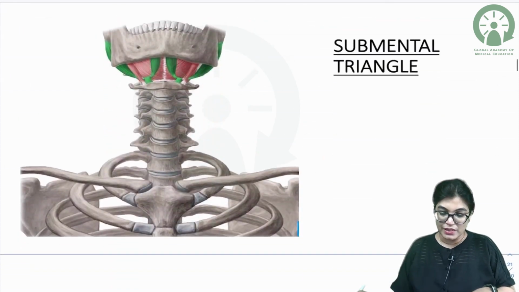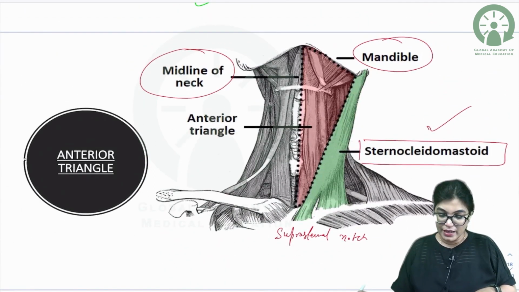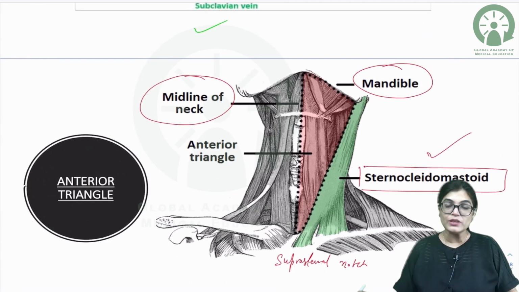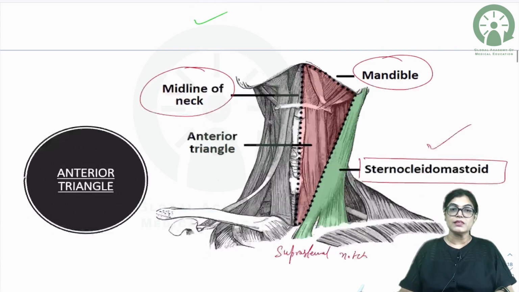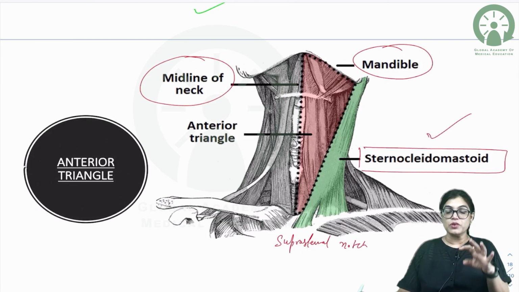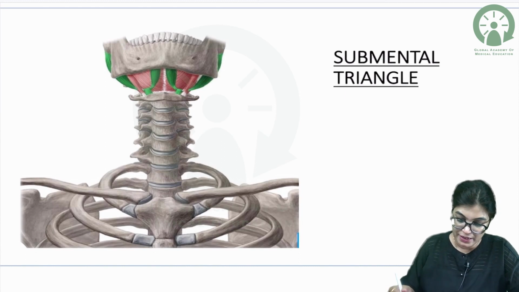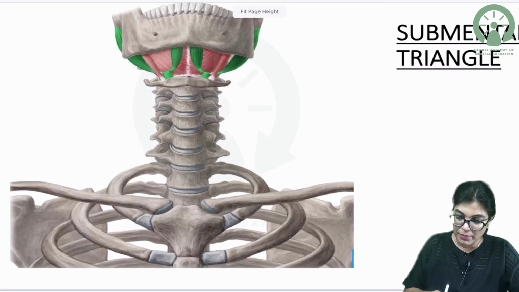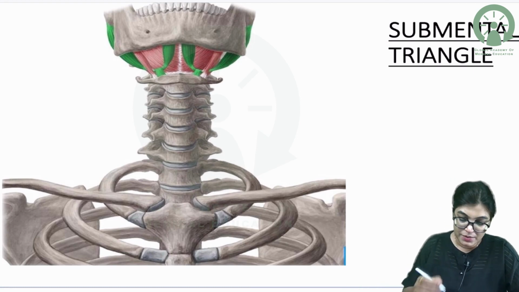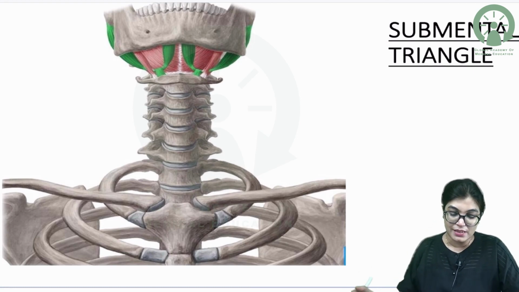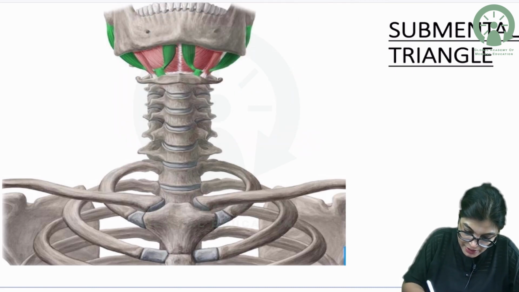So I would like to firstly talk about the submental triangle. Actually, here there is the omohyoid muscle and there is the digastric muscle. So the omohyoid and digastric muscles divide the anterior triangle into 4 subtriangular spaces. Let's talk firstly about the submental triangle. As you can see in this diagram, this is exactly the submental triangle.